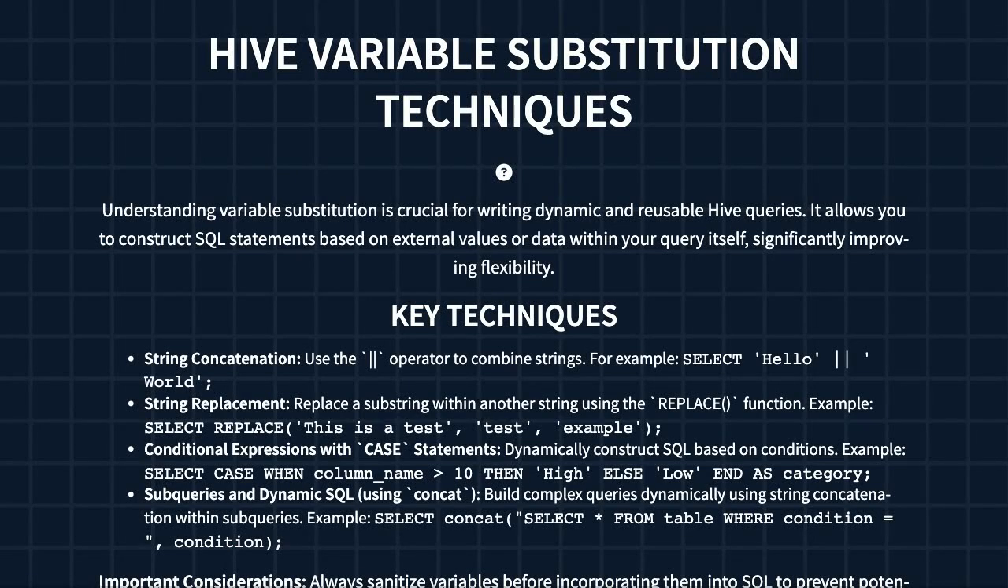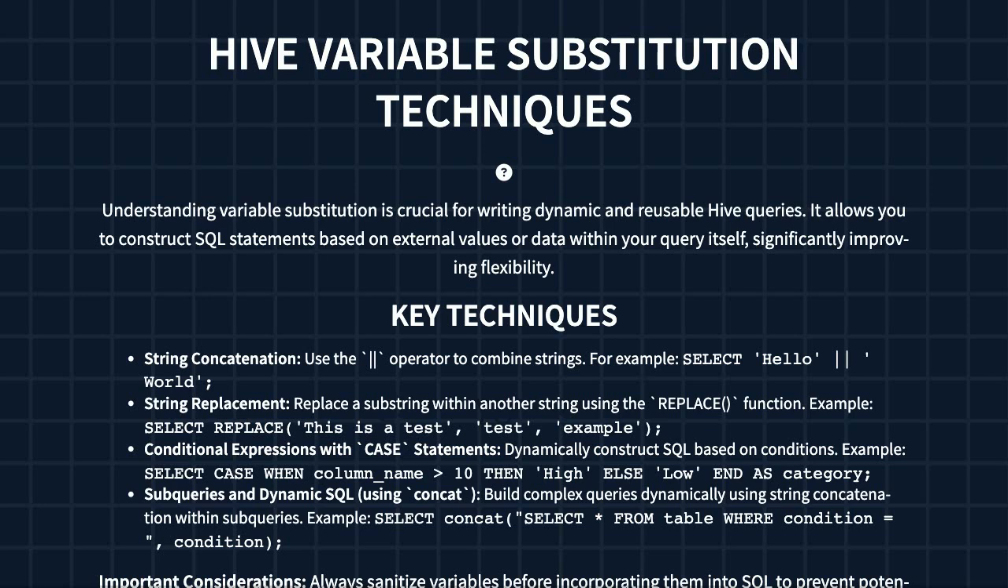Okay, let's talk about variable substitution in Hive. It's a really powerful technique for making your queries more adaptable. Basically, it lets you build SQL statements on the fly using values that aren't hard-coded into the query itself. We have a few key ways to do this. First, there's string concatenation, which uses the operator to stick strings together, like hello and world.